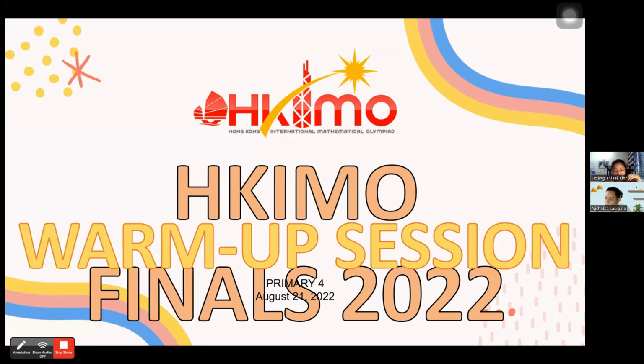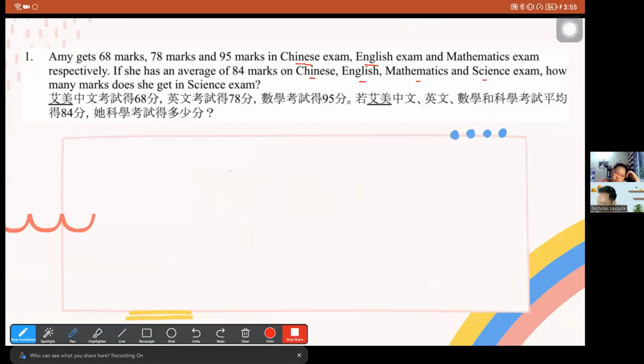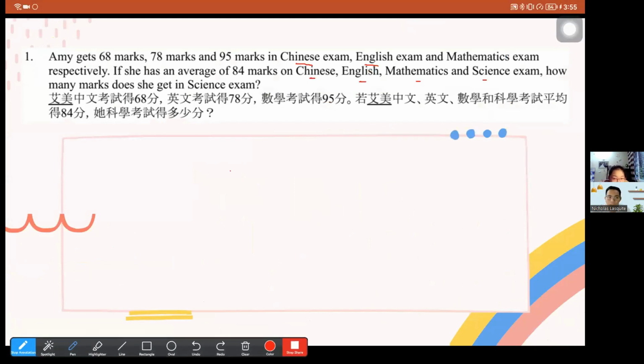Okay, so this is a warm-up session for your HKIMO, and this is primary 4. Okay, so question, okay, there are some annotations.